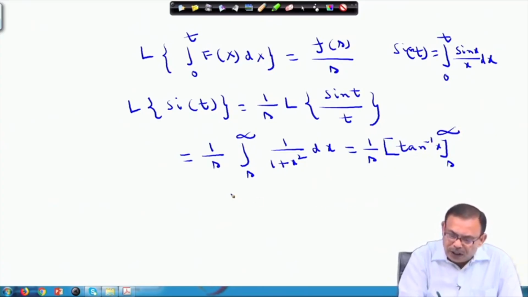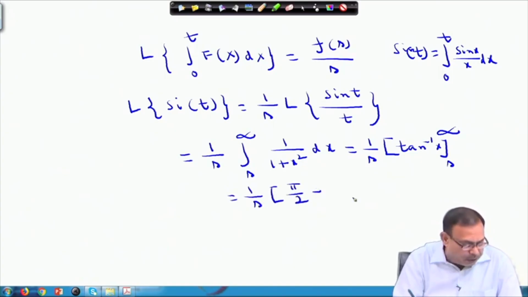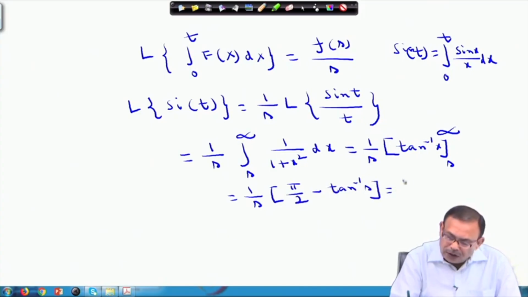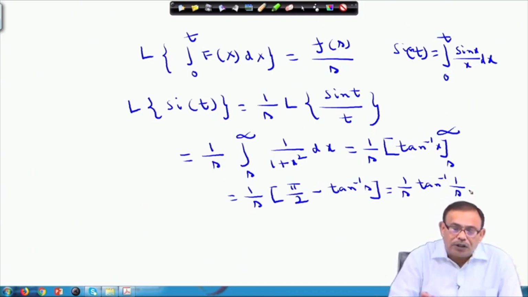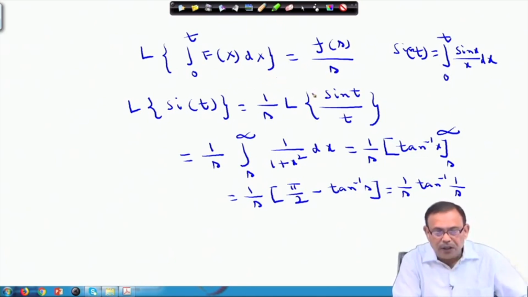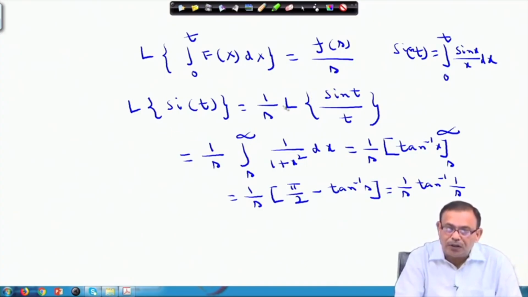So, this will be, if we put infinity, pi by 2 minus tan inverse s, and I can write this as 1 by s tan inverse 1 by s. This is the simplest solution. I am just using the theorem, the Laplace transform of the integral from 0 to t of f x dx equals f s by s, the integral theorem, and writing this equals 1 by s times the Laplace transform of sin t by t.